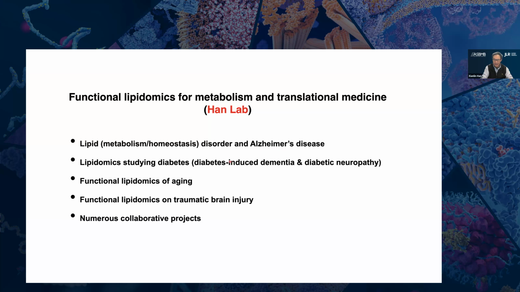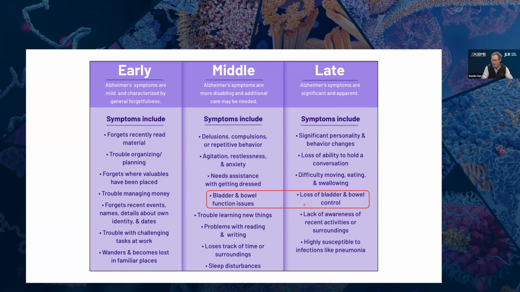Clinically, there are many symptoms that can be used to classify the stage of AD. I would like to point out one of the symptoms, the loss of bladder and bowel control, since we found some connection in our animal model study.